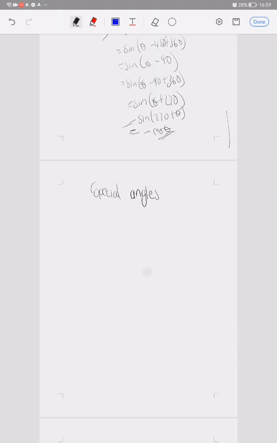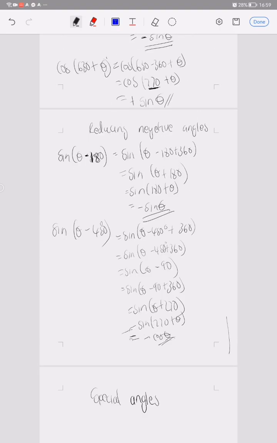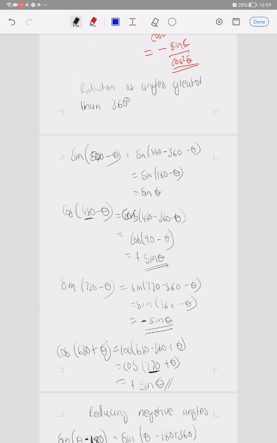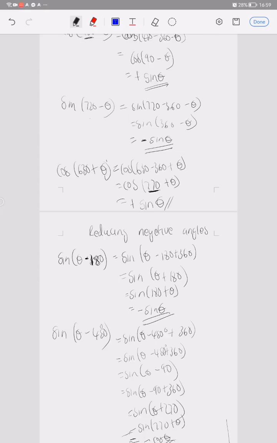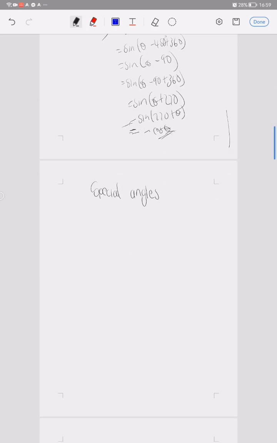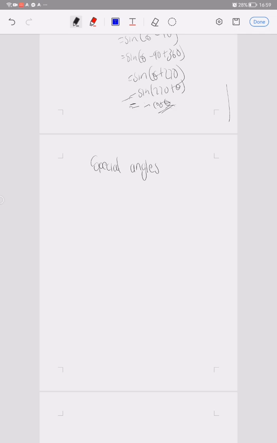So today we are going to be talking about special angles. On the last section, we did reduction of angles. If you haven't delved into that, make sure you go to part 4 and understand it. But I would advise you to start from parts 1, 2, 3 until this section. This one is going to be your part 4, special angles.